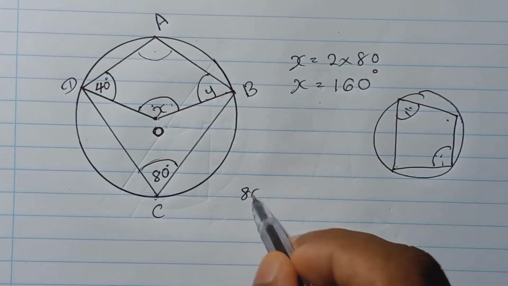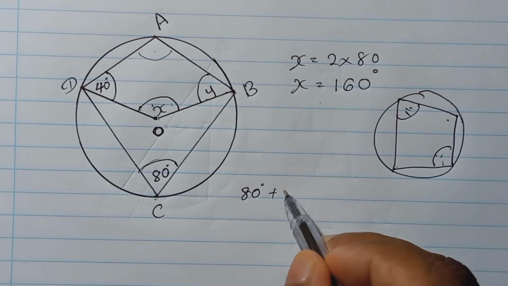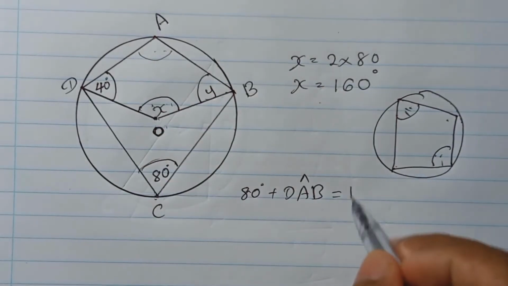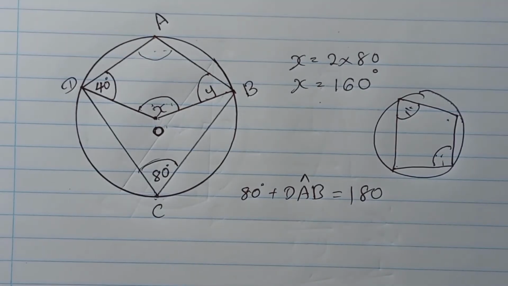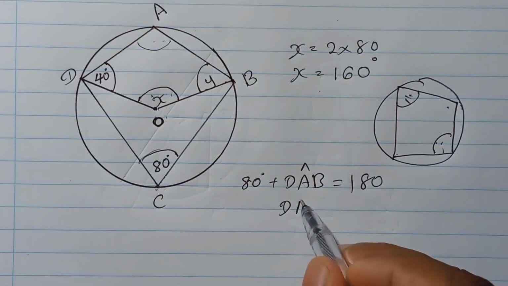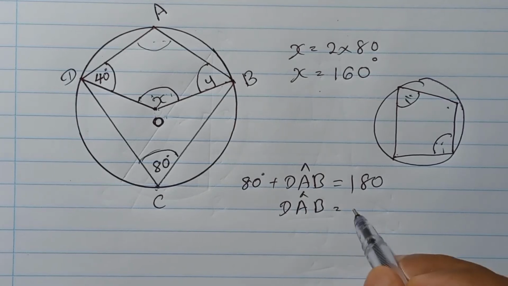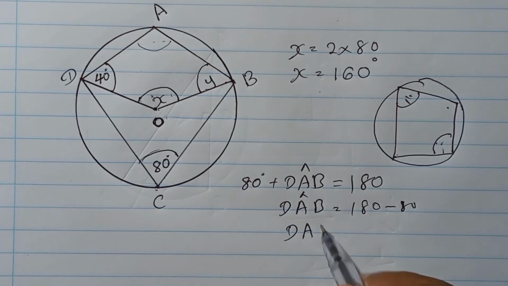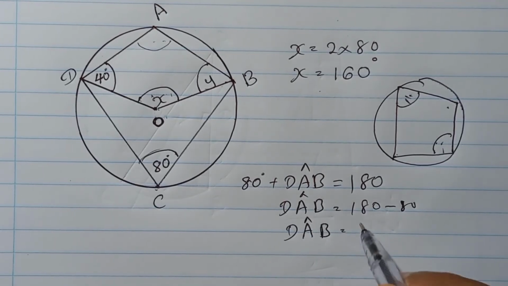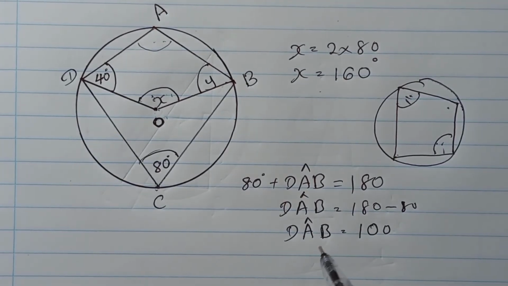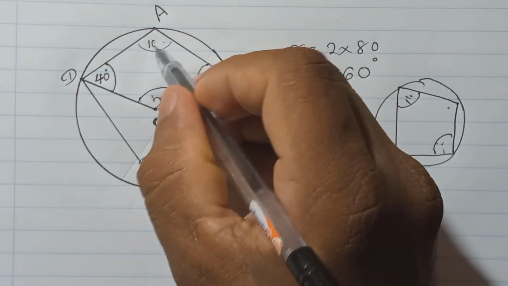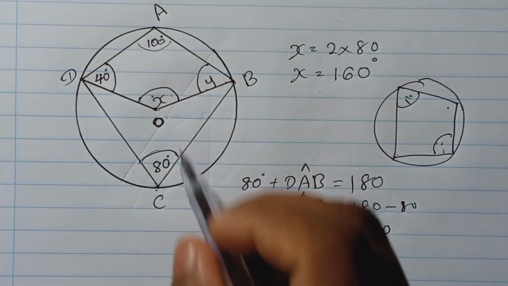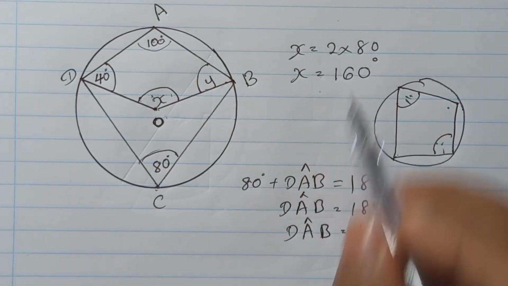80 plus DAB, that means this angle, will be equal to 180. So to get DAB, bring the 80 to this side: 180 minus 80, DAB becomes 100. So now we got this angle also, here should be 100, and earlier we got x equal 160.